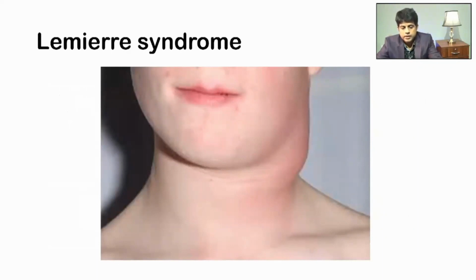The picture here shows a child with Lemierre syndrome, and here the left side internal jugular vein is affected. You can appreciate the swelling and the erythema on the left neck, and this will mimic lymphadenitis. However, in most cases the lymph nodes will appear normal, and it is mainly the internal jugular vein that is affected.